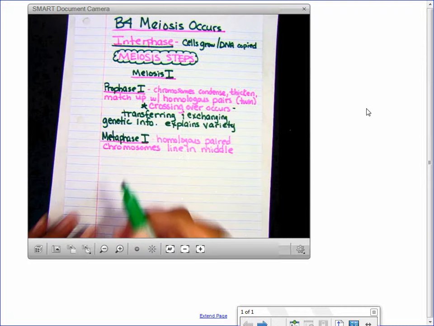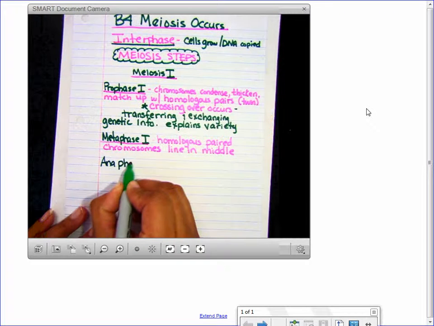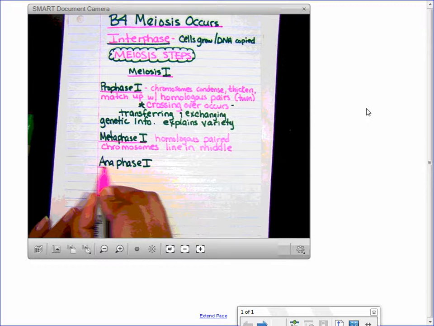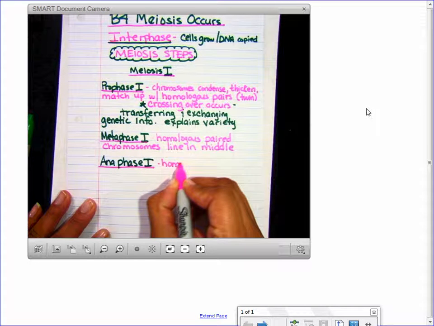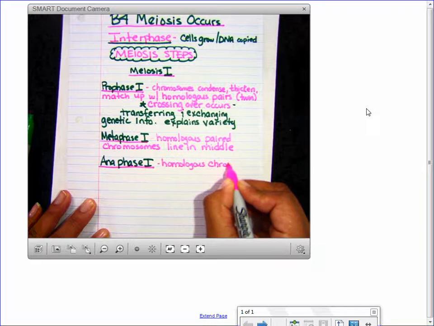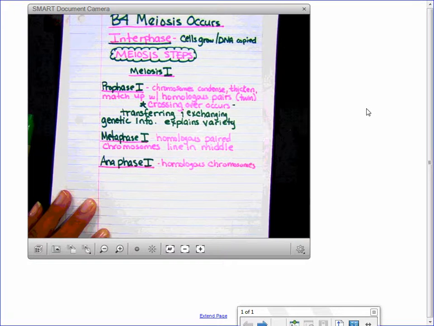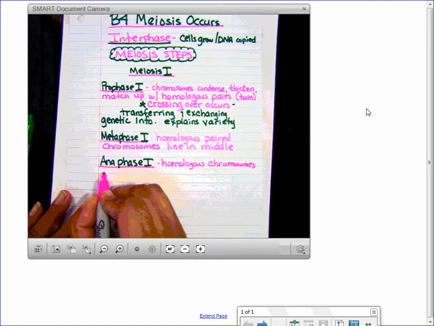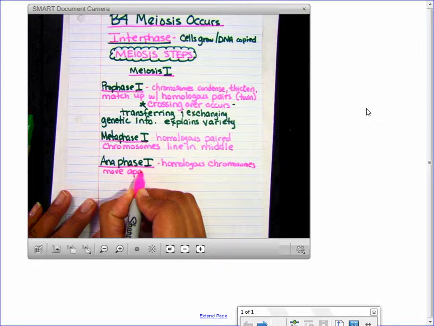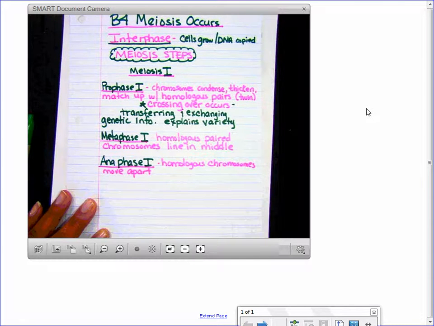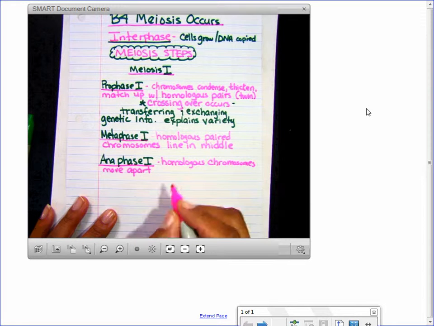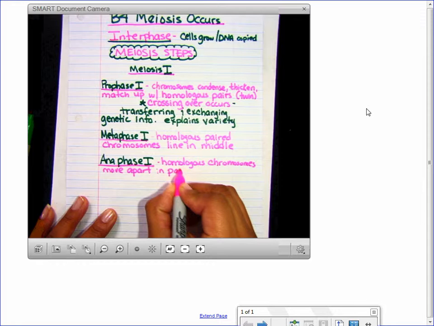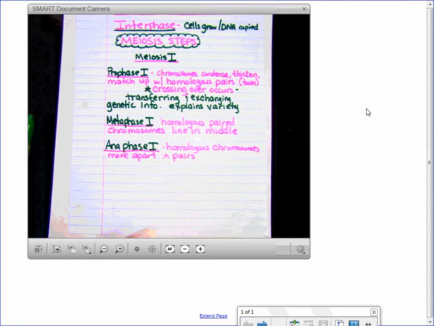Then we have our anaphase 1. Remember, ana represents the splitting. So here you have, again, your homologous chromosomes. They move apart. And I don't say split because they're moving apart as pairs. So it's like if two couples are together, that would be 4 people. One couple goes to one side and the other couple goes to the other side. So that's why I didn't say they split. But they move apart in pairs. Everyone caught up?